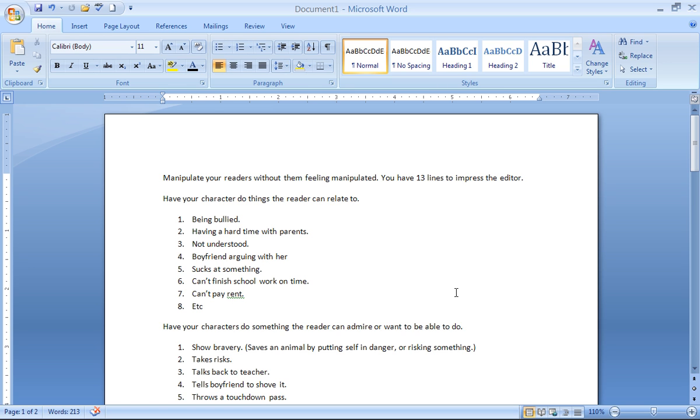Okay, so have your character do things the reader can relate to. And so we just saw one of them is reading. So reading is an easy way to manipulate a reader and to get them to relate to the character. Being bullied is another one.